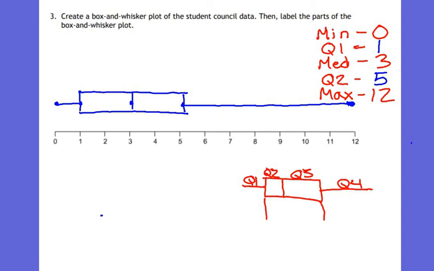So was it really that hard to make? No. I just had to look for 5 numbers, and then I created my box and whisker. And were those 5 numbers hard to find? No, it was kind of annoying to find, but they were easy to find. It wasn't hard math. So that is a box and whisker plot. We're going to be working more with those in other lessons.